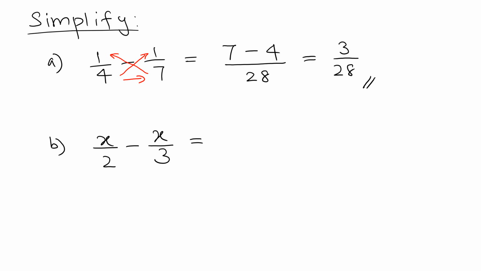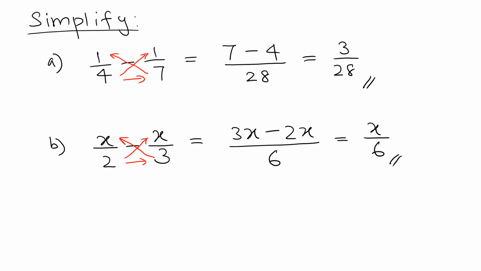Suppose we have x over 2 minus x over 3. It's the same argument. We multiply these two, and then we multiply those two, and then we multiply the bottom. When you multiply the first one, you get 3x. When you multiply the second one, you get 2x. And from the bottom, you get 6. If you simplify, you get x divided by 6. Let's look at the next one.